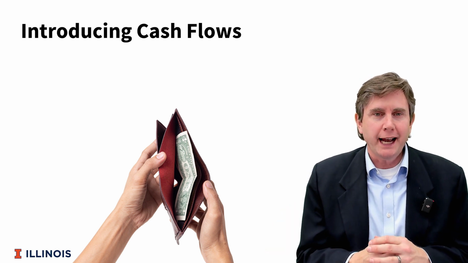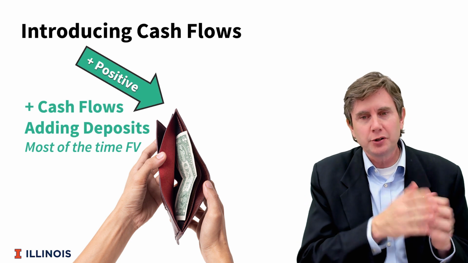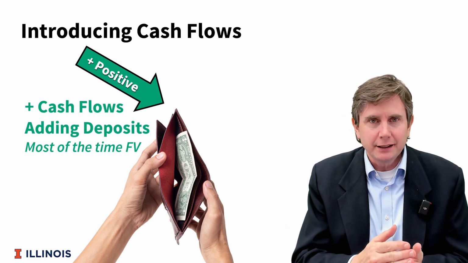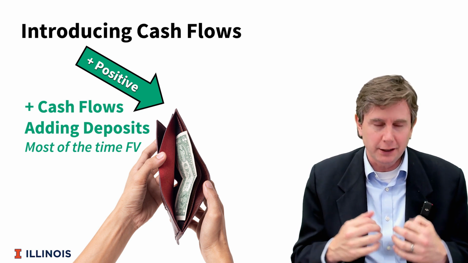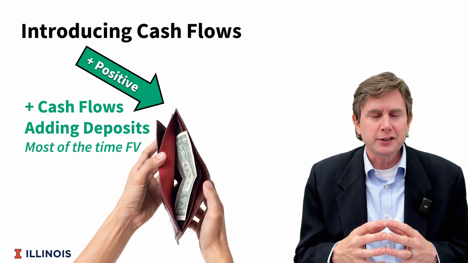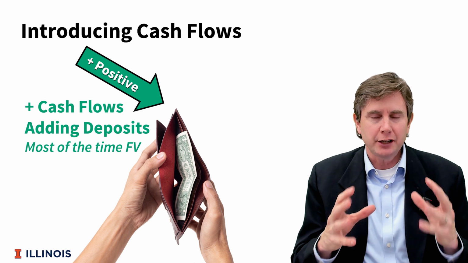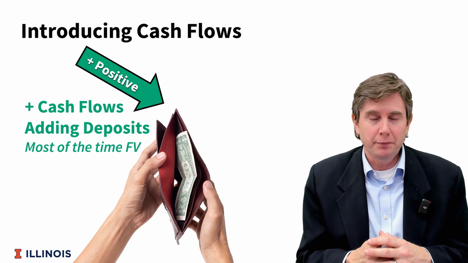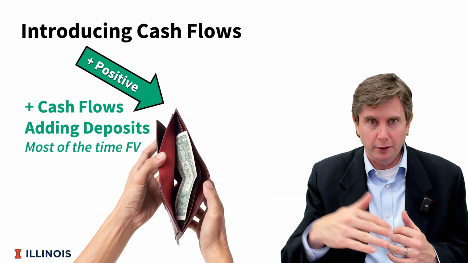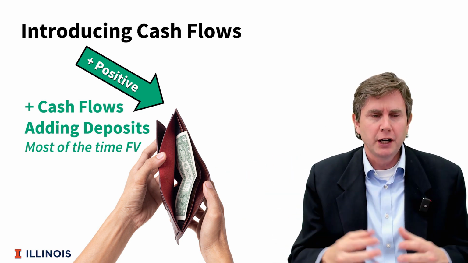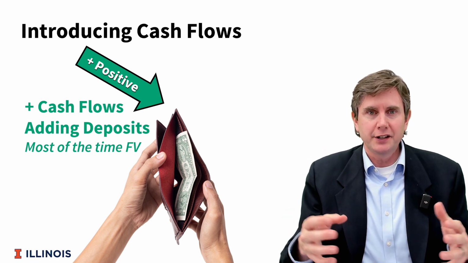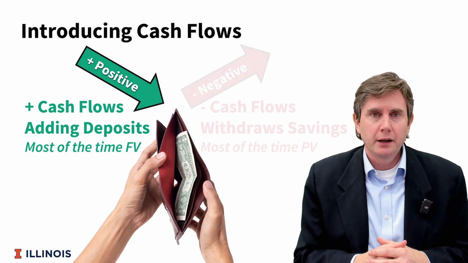Whenever we have a cash flow going into a wallet, a positive cash flow, whenever we add money to a cash account, whenever we make a deposit in our cash account, that's going to be a positive cash flow going into our wallet. So in time value of money problems, if we liquidate an account, it goes in our wallet, that would be a positive cash flow. Generally speaking, future value is usually positive in these time value of money problems.